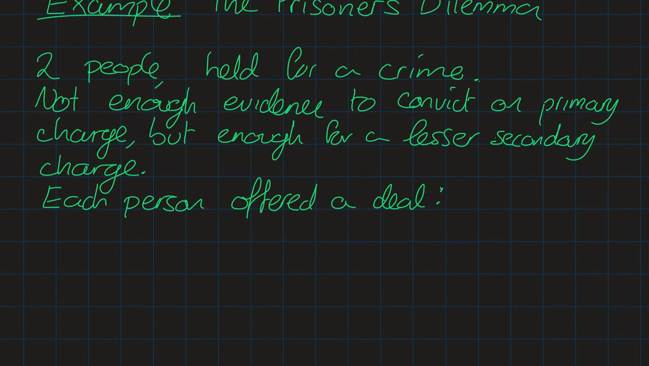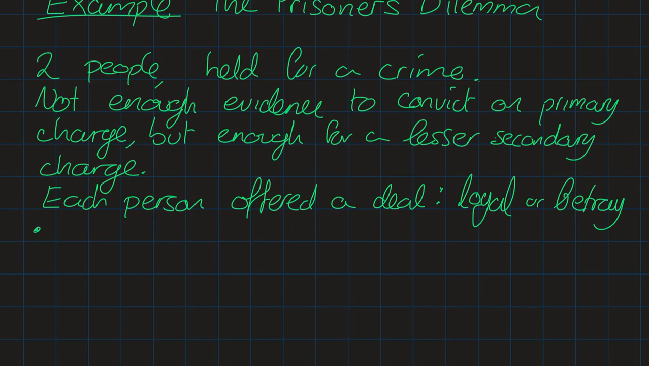They can either choose to be loyal to their fellow person and not betray them, or they can choose to rat. They can choose to betray their friend. Okay, and depending on what they do affects how they get treated. So they have a choice between being loyal or betraying. So loyal or betray.